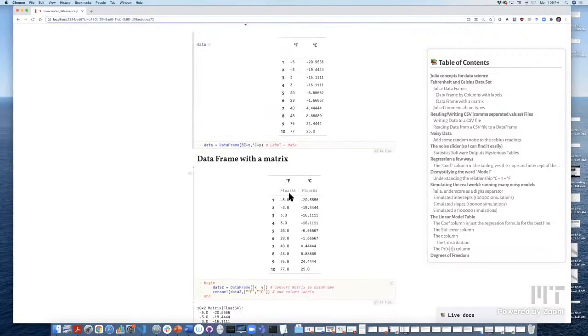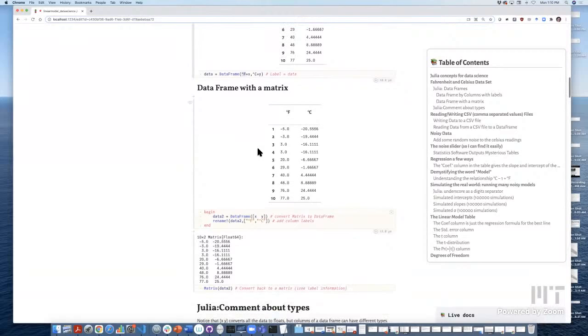It's got the dot zeros, right? So probably that's not as desirable as just listing each column separately, okay? So of course, you can also convert back to go the other way.